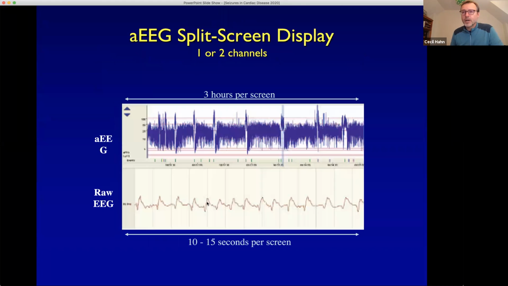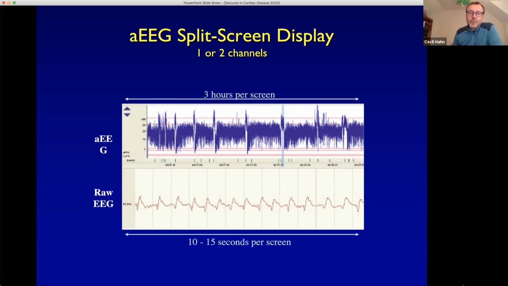And then usually on the bottom, you have the raw EEG tracing, which is again 10 or 15 seconds per screen. And you can click on the amplitude integrated EEG and you'll see the underlying raw EEG. So it's always based on the raw EEG. It's a processed raw EEG, a compressed raw EEG. The nice thing about it though is it gives you a really nice overview of what's been going on for the last few hours. And it turns out that seizures stand out from the background of EEG activity and they can be visualized pretty easily on the amplitude integrated EEG.